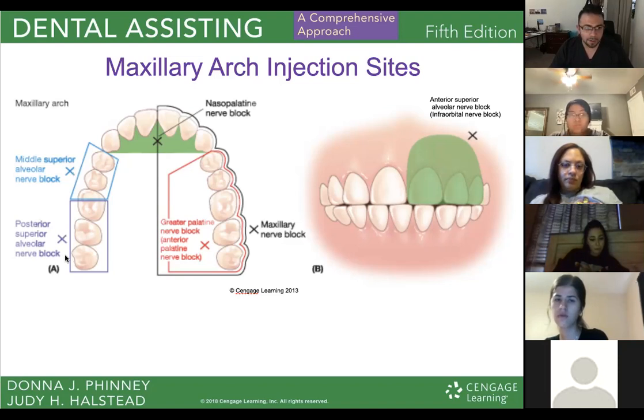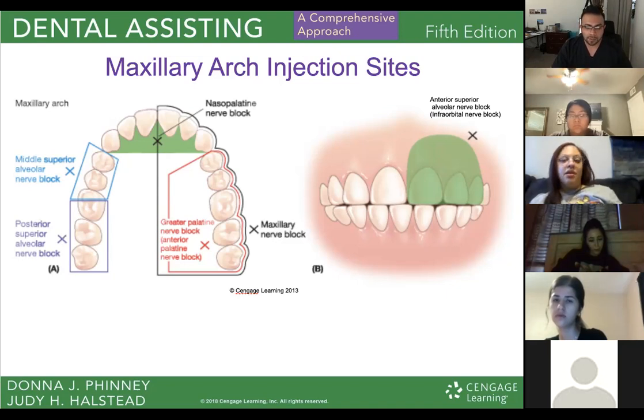Okay, the next one is the posterior superior alveolar nerve block. This injection site is at the apex of the second molar toward the distal buccal root. This will numb the maxillary second and third molars, the distal buccal and palatal roots of the first molar, and the buccal tissues adjacent to these teeth. So basically all three teeth that this little purple square encompasses here.